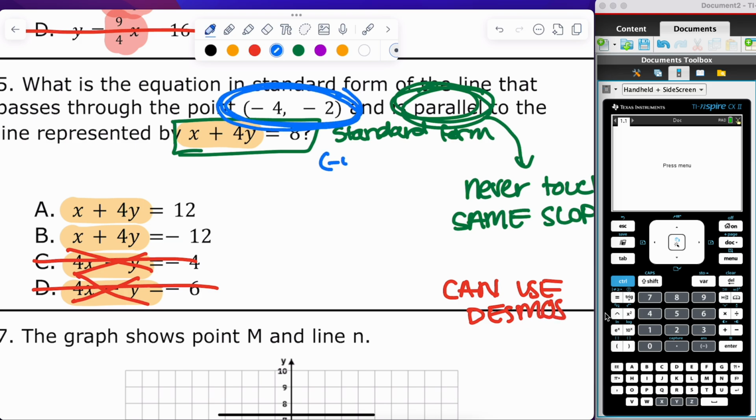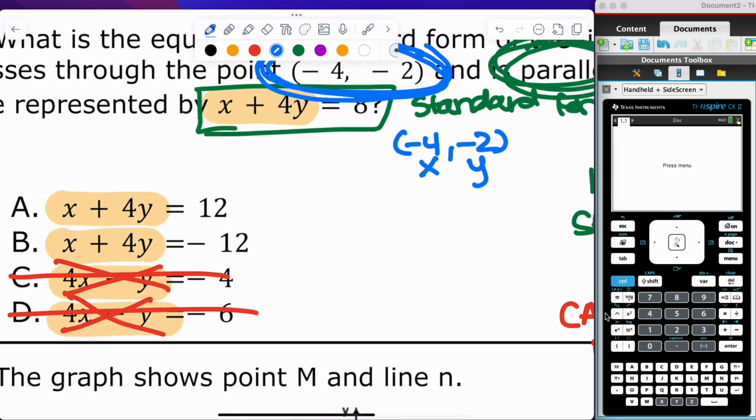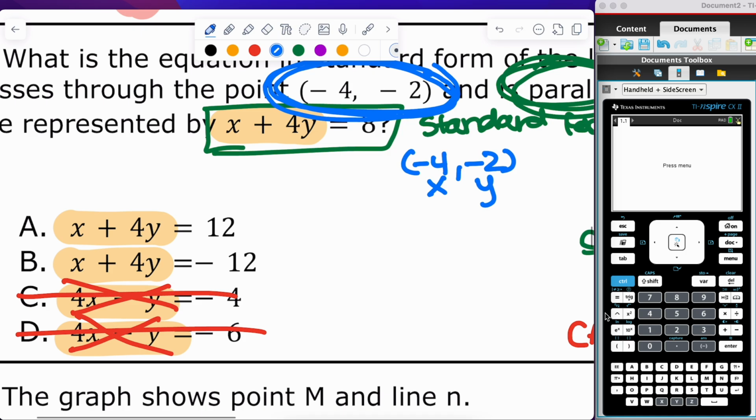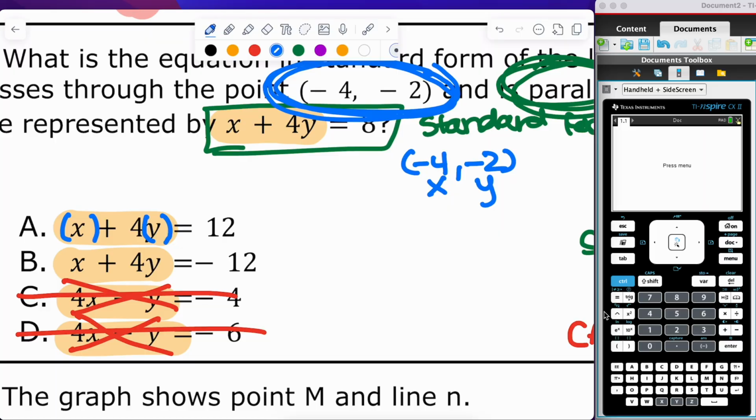this negative 4, negative 2. And remember, x always comes first and then y. We're going to plug it into the point. Wherever we see x and y, we're going to put parentheses. I have my x, negative 4. I have my y, negative 2.